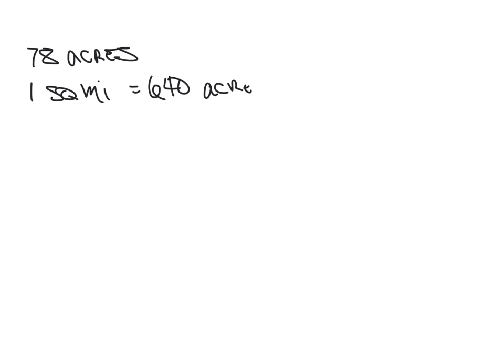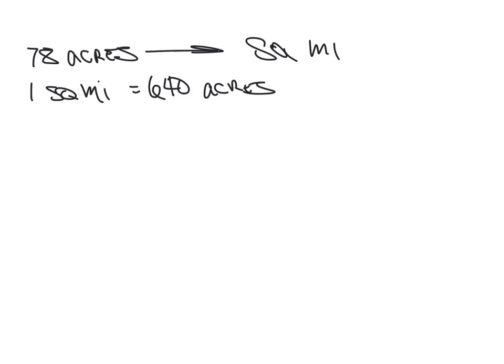Okay, so we're going to look at example 7. The Mall of America in the Twin Cities covers 78 acres. And it says that 1 square mile equals 640 acres. How many square miles does the Mall of America cover? So we're changing that to square miles.